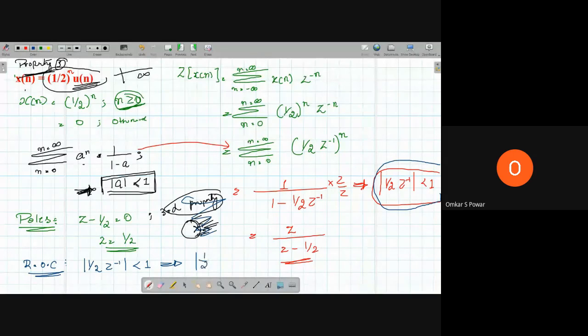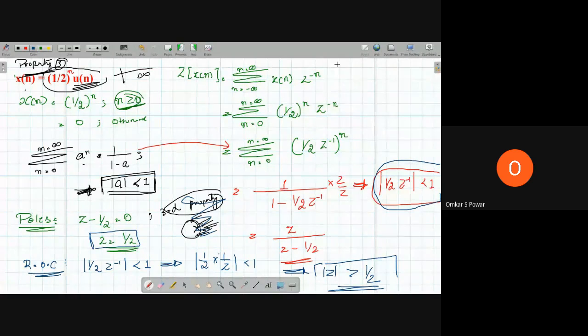Half, I will write z to the power of minus 1 as 1 by z, is lesser than 1. So this we can write as, I will take z to the right side, mod z is greater than half. So this is your condition for ROC. So what is this half? Half is nothing but your pole. So how does the ROC look like?